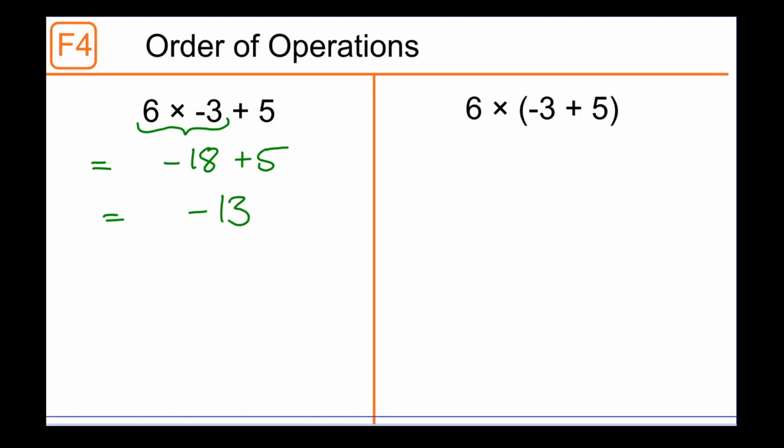On the right, the brackets have the highest priority, so I have to do this calculation first. So this is equal to 6 times negative 3 plus 5, which is 2, which is 12.